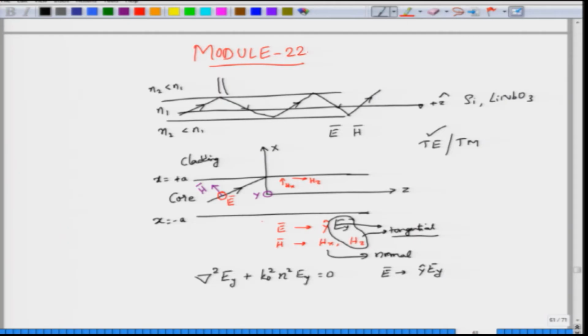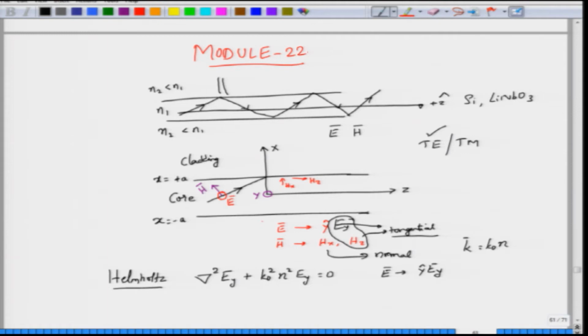Of course, you will recognize this as the Helmholtz equation, okay, which it was possible for us to write because we assumed waves to be plane wave kind of a thing, right. So, with the wave vector k given by k0 times n. N is of course the refractive index.